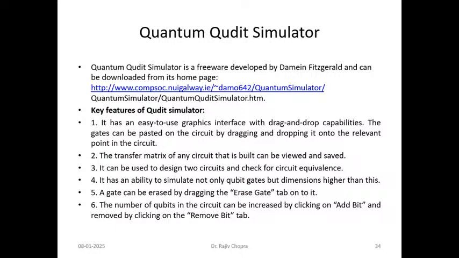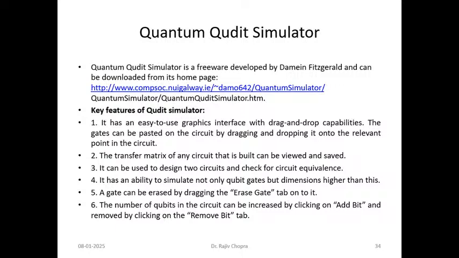Then I thought of telling you about some quantum simulators. One is the QDIT simulator. It is freeware developed by a developer and can be downloaded from this homepage. Then you can use it. This simulator has an easy-to-use graphical interface with drag and drop capabilities. Qiskit and all those are programming languages, but this is a simulator that has easy drag and drop facility. You can drag any circuit and put it on the form, and then onto the relevant point on the circuit. The transfer matrix can also be built.